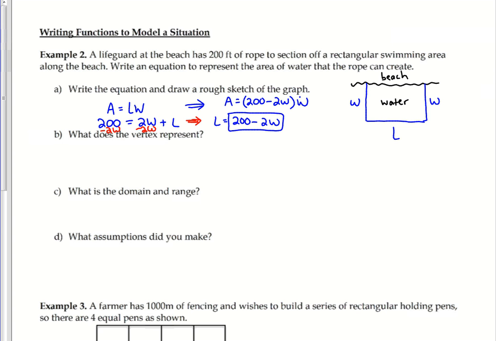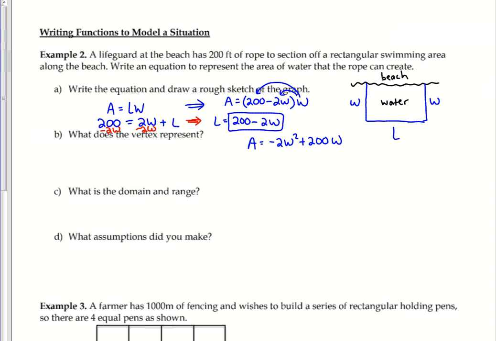We can actually simplify it by distributing the W in. There's not enough room here. I'm so sorry. So area equals negative 2W squared plus 200W. I'm going to rewrite it in the normal form. So instead of 200W minus 2W squared, I just rearranged it. Put the W squared first because it's better to have it from highest degree to lowest. In math, that's what we like to do. Okay, so there's our equation.